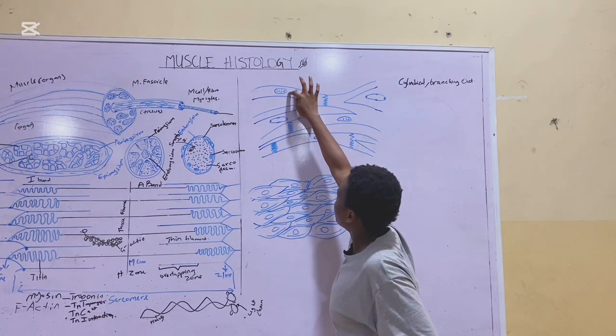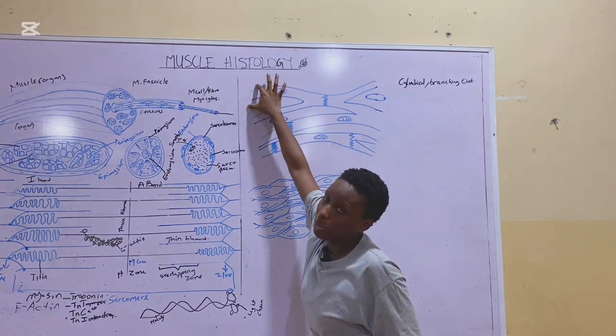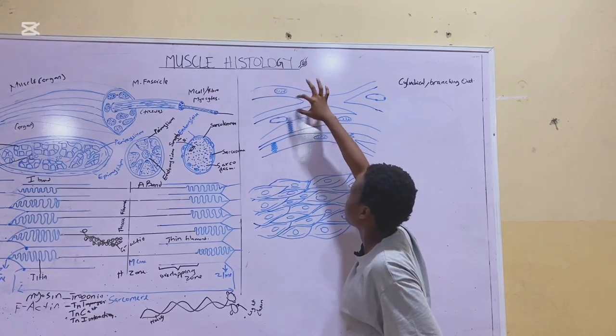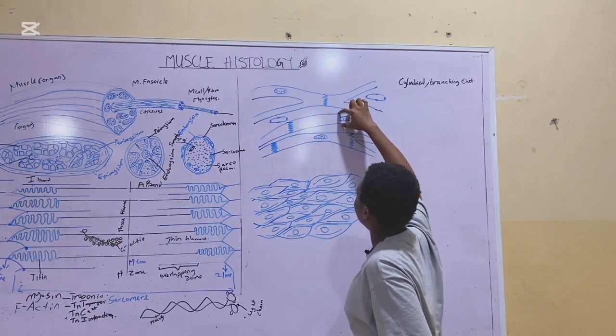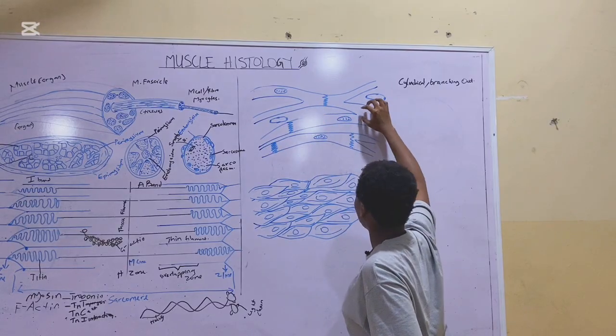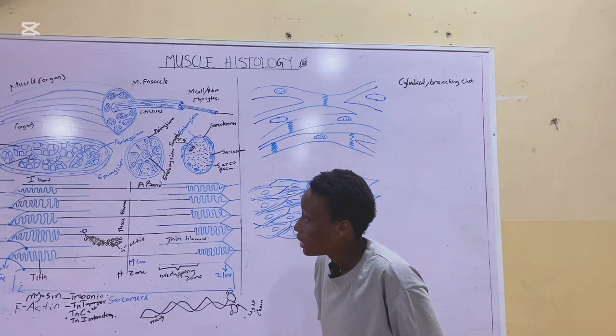This is our nucleus, which signifies that this is a cell. As much as this is a cell, a muscle fiber, a muscle cell, as cylindrical as it is, it branches out. So there are branches, so cylindrical and branching out.